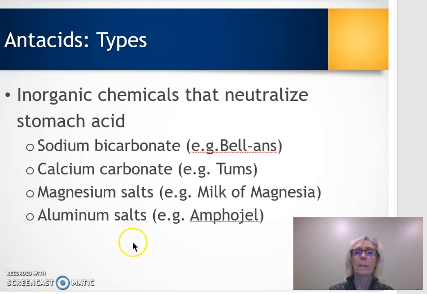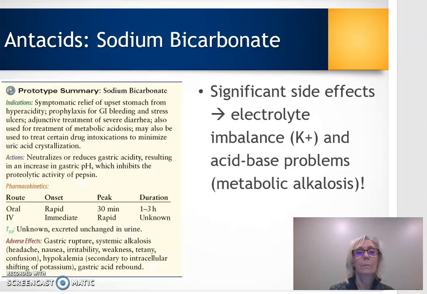Let's talk about antacids. Antacids act exactly like what the name sounds like. They neutralize stomach acid. There are different types of antacids, and they all have a different base: sodium, calcium, magnesium, or aluminum. These are all found over the counter. But what we're going to use as our prototype is sodium bicarbonate.